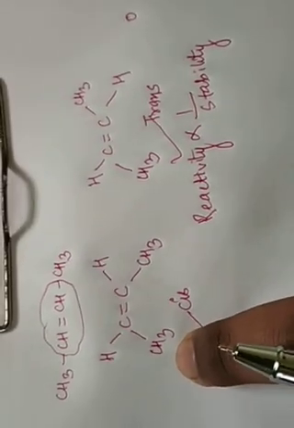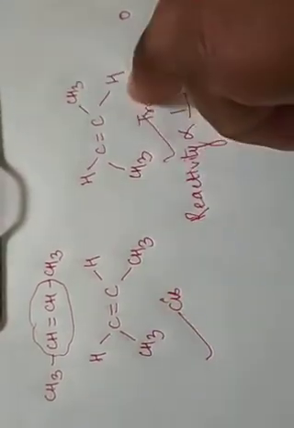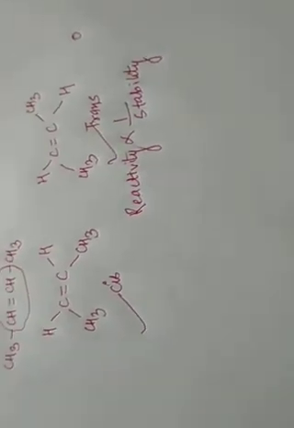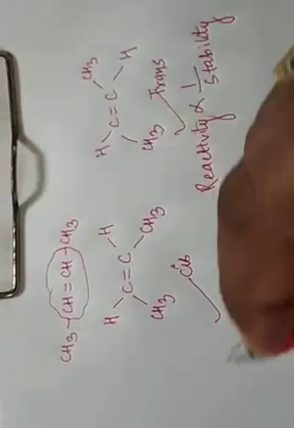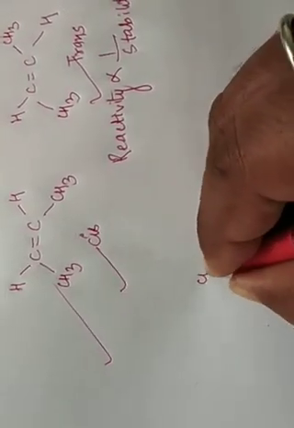Now how many isomers does this structure show? There are two types, two structures, it means two isomers. So now butene, how many isomers does butene show? There are two types of isomer. The first is cis-butene and the second one is trans-butene. Clear? Clear 100%.